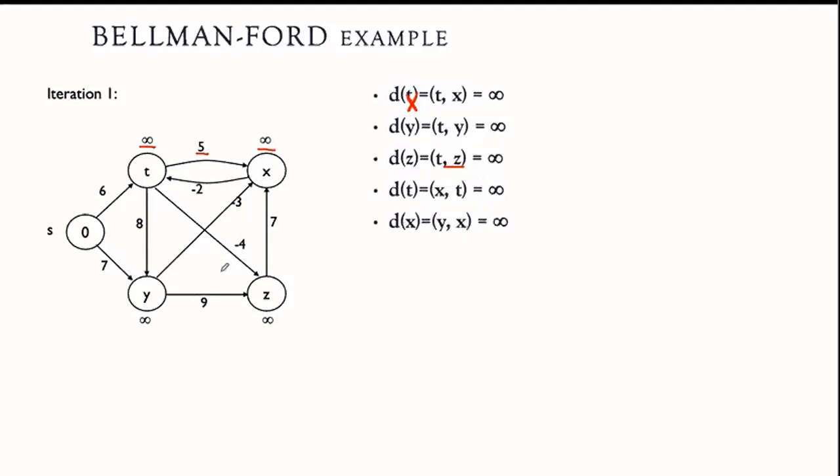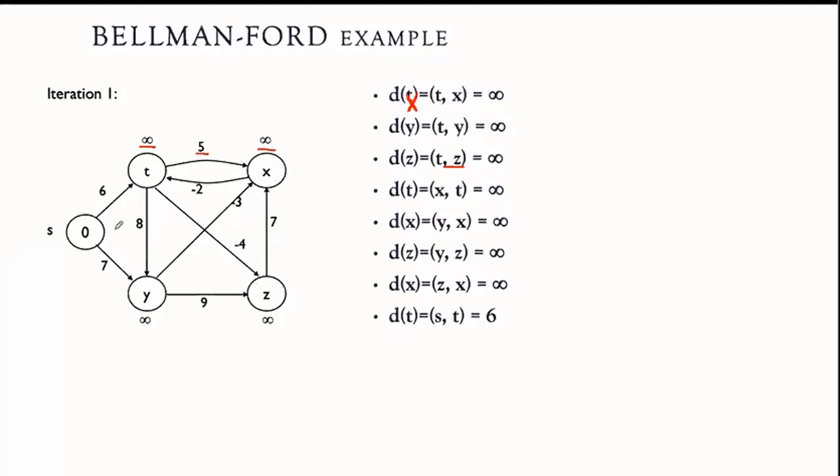Distance y to x, y to x. Okay, infinite minus 3, again it will remain infinite itself. Y to z, y to z. Infinite plus 9 is also infinite. Next, z to x. Okay, z to x. Infinite plus 7, again it will lead to infinite.